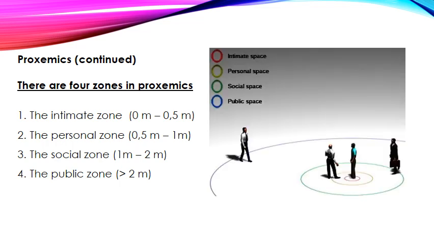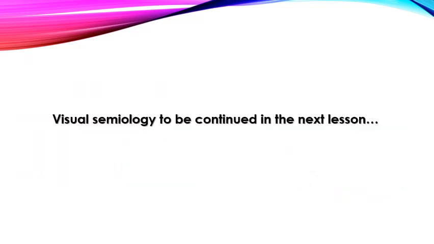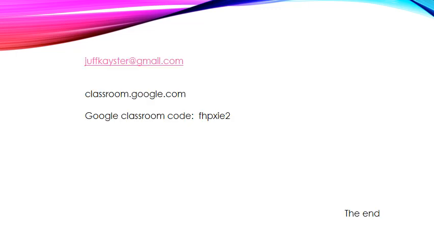So I've got a nice picture here that just illustrates these zones in proxemics. We will continue visual semiology in the next lesson, because this is now getting too long. You need to go have a cup of coffee or a glass of water, and we'll carry on in the next lesson.